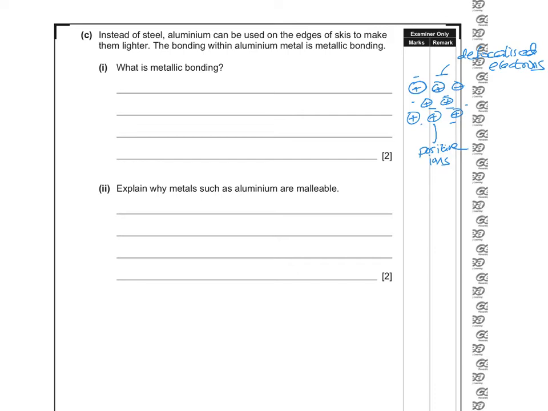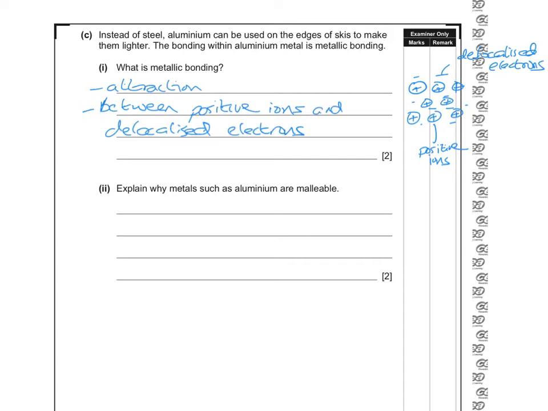So you've got this regular arrangement of ions, and that is known as a lattice structure. There is an attraction between these positive ions and the delocalized electrons, and that's what holds the metal structure together. So if you're doing this definition, you could say that it's the attraction between the positive ions and the delocalized electrons. And I think it would be good to finish it off by saying, in a lattice structure.